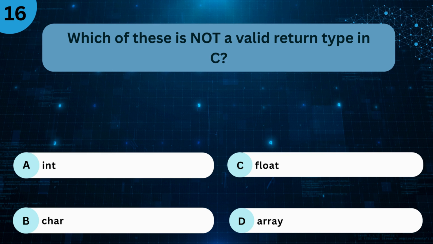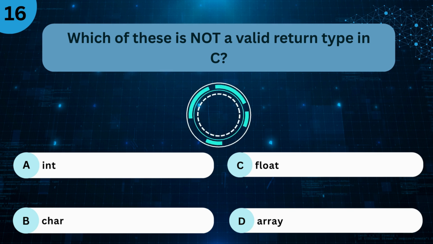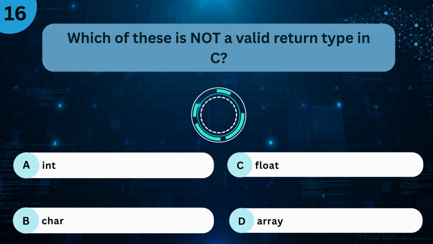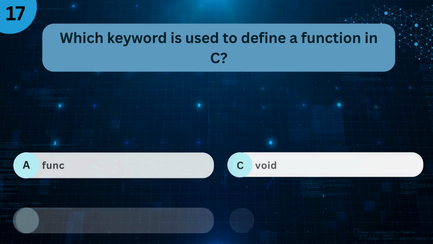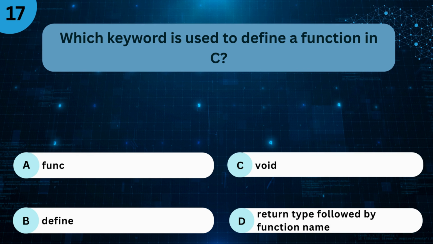A. Integer. B. Character. C. Float. D. Array. The right answer is D. Array. Which keyword is used to define a function in C?